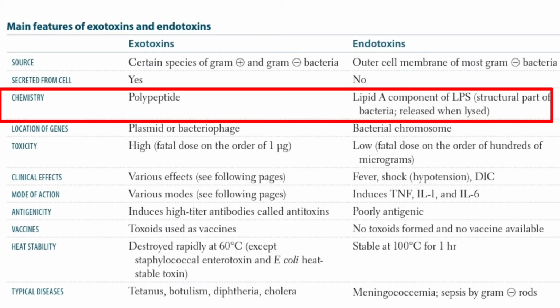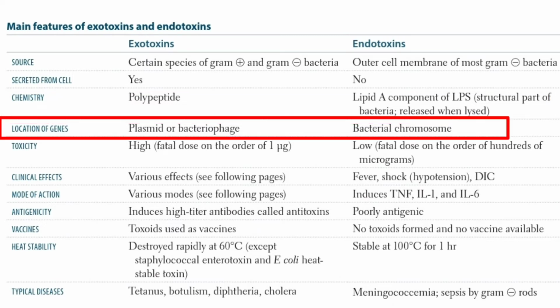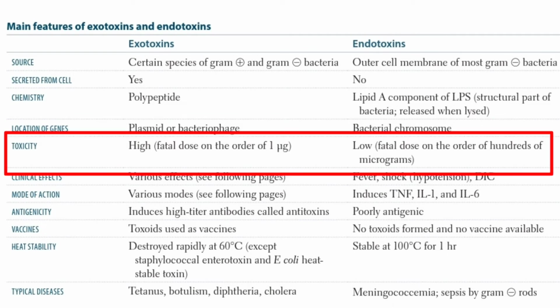Now, if you look at the chemistry, the exotoxins are polypeptides, whereas the endotoxins are the lipid component of the lipopolysaccharide, which is the structural part of the bacteria, and it is released when the bacterium is lysed. The location of the genes of the exotoxin is a plasmid or bacteriophage, but in the case of endotoxin, it is the bacterial chromosome.